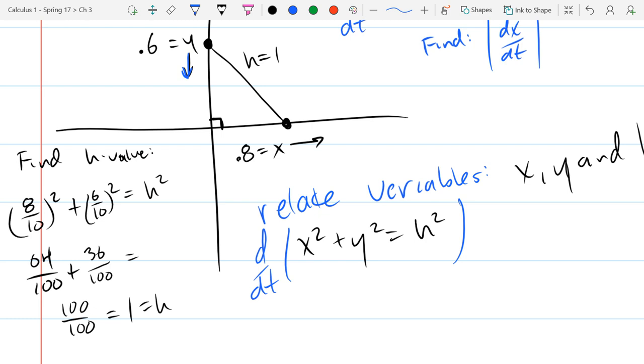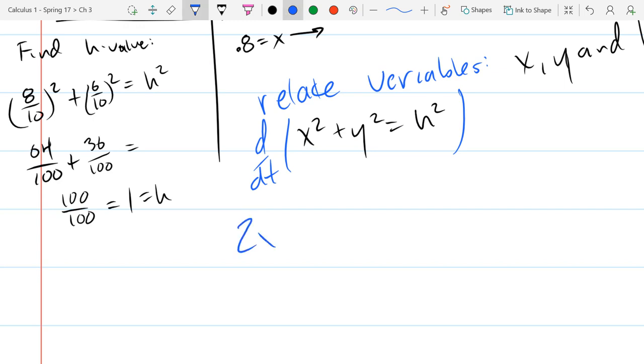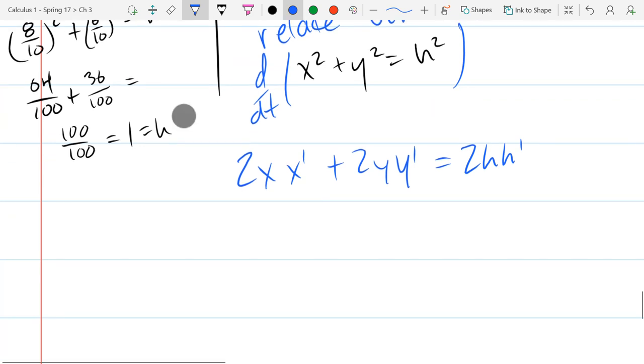If you use fractions instead of decimals when you're plugging in your values, depending on if you're a decimal person, it may not help you. And if you want to save a little time, write h prime, y prime, and x prime instead of dx/dt, dy/dt, dh/dt. It's up to you which of the two ways you want to write derivatives. Doesn't matter to me. If you find this more confusing, write it as dh/dt. If you're okay with prime notation, it's a little faster to write down.